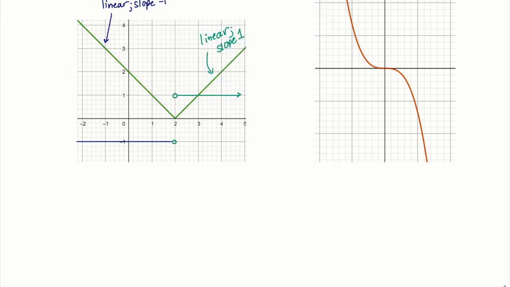So this derivative function will be a piecewise function. For values of x that are less than 2, we'll have the y value -1, and for values of x greater than 2, we'll have the y value 1, and right at 2, the derivative will be undefined.